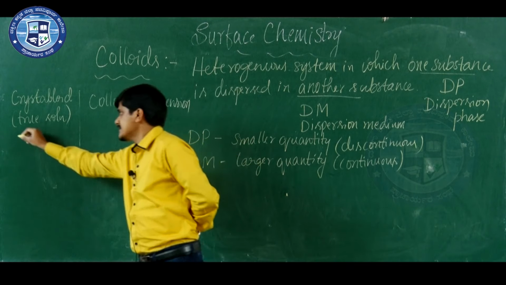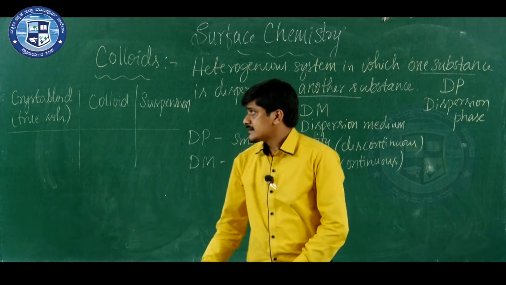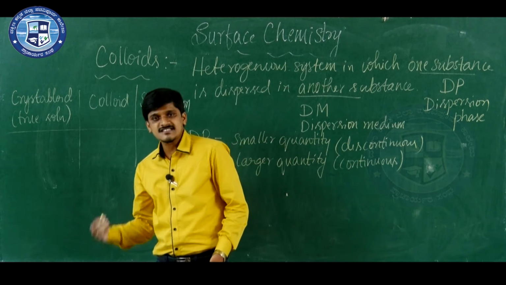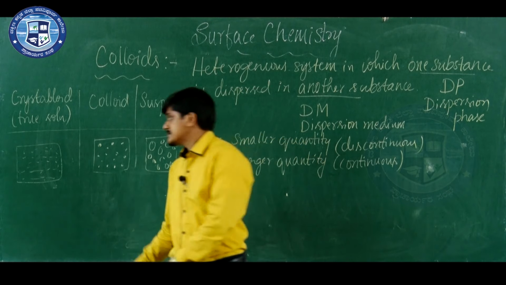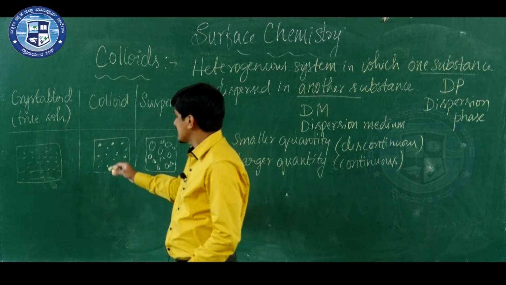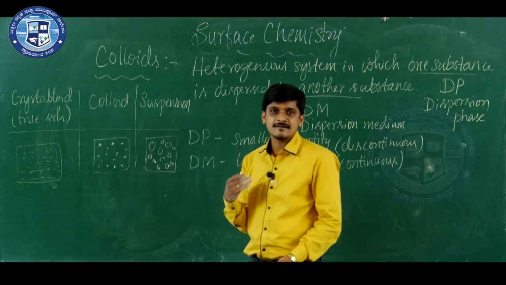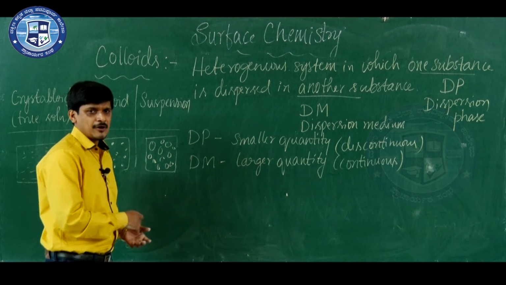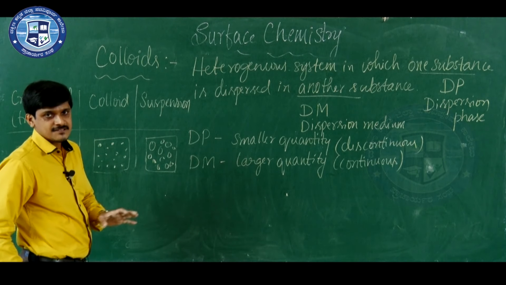So, these are the three types of substances present in nature. Crystalloids are true solution particles, colloids are suspensions. For example, crystalloids are very small, we can't see them with the naked eye, whereas colloids are a little bigger and suspensions are bigger still, you can see them with the naked eye. So, based on the particle size, they have divided these three kinds of substances.